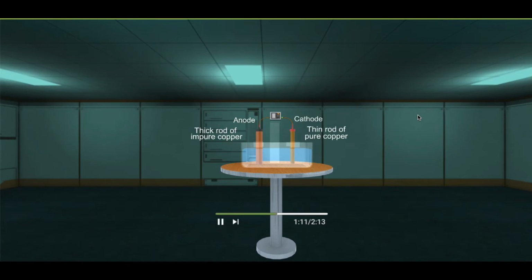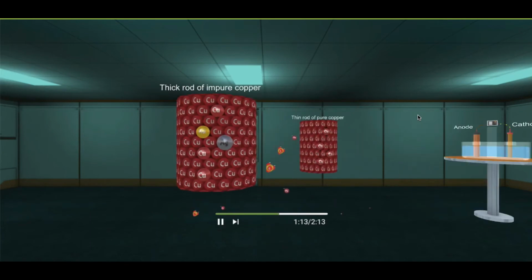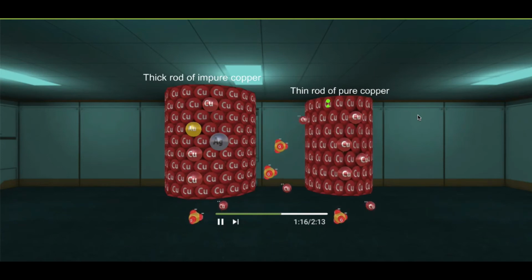When the switch is turned on, the copper ions receive electrons from the negative terminal of the battery and are reduced to copper atoms. The copper atoms are now attached to the crystal lattice of pure copper. In order to balance the deficiency of the copper ions created in the electrolytic solution, the copper atoms from the impure copper rod oxidize to copper ions. As a result, the concentration of copper sulfate is maintained inside the electrolytic cell.